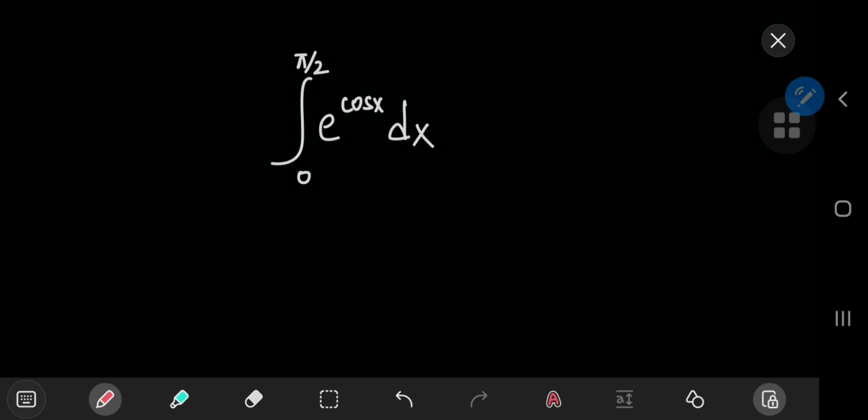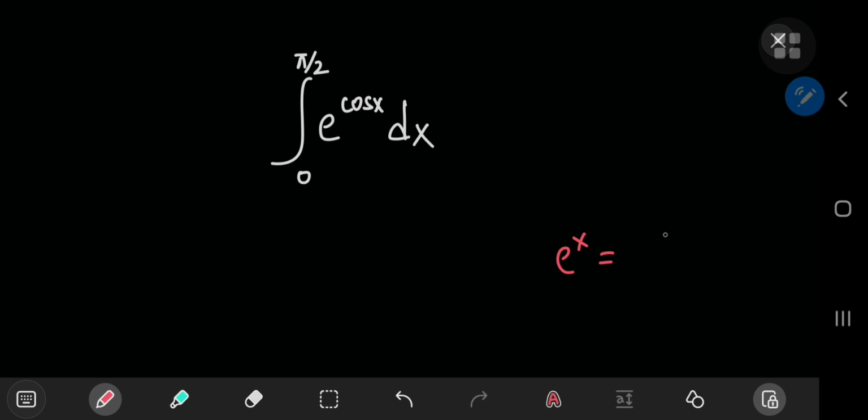Here we have a holiday special, the integral from 0 to pi by 2 of e to the cosine of x. Now this is quite fascinating. Since we can't find any antiderivatives, we're going to have to make use of a very handy property of the exponential function. I'm talking about its series expansion.